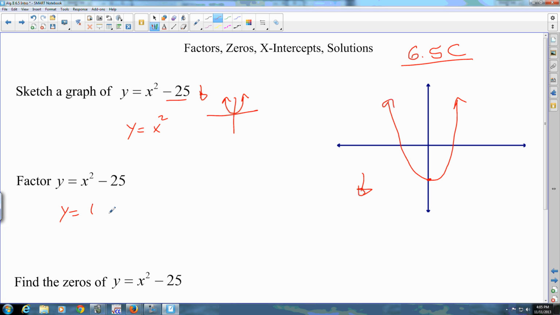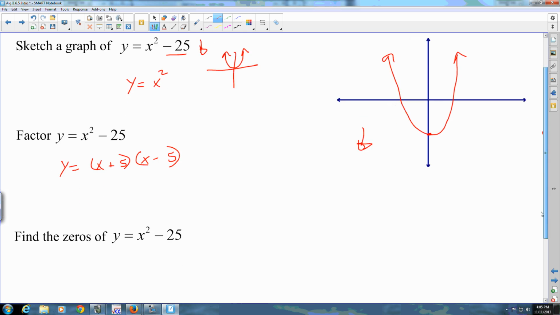Y is equal to, and it says factor it. You guys should recognize this. It's a difference of squares pattern. Something squared minus something squared. So you square root both things, and one's a plus, one's a minus. Okay? Now, find the zeros of this.